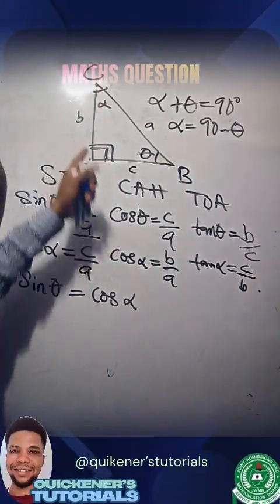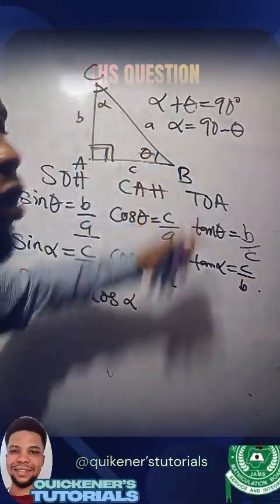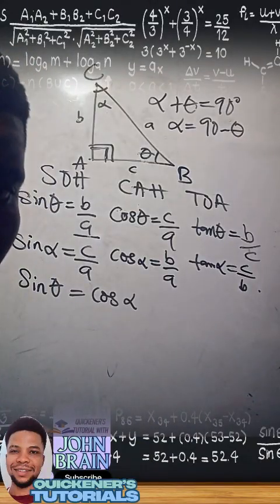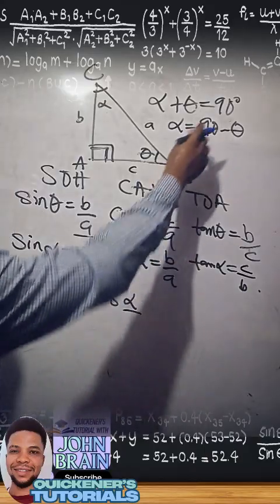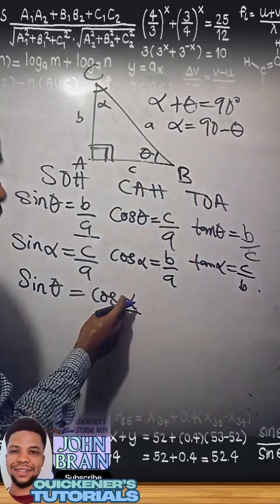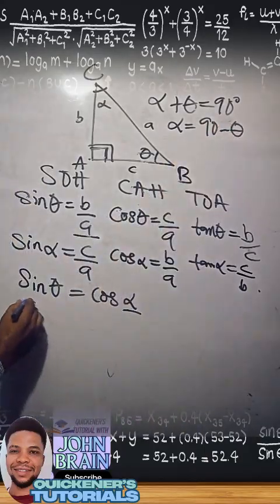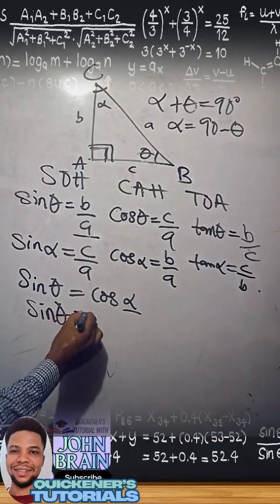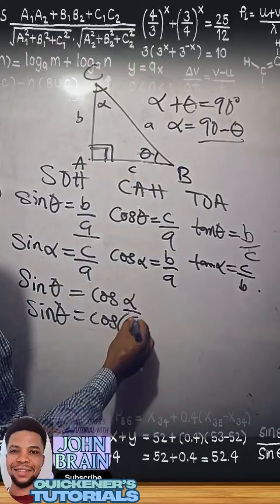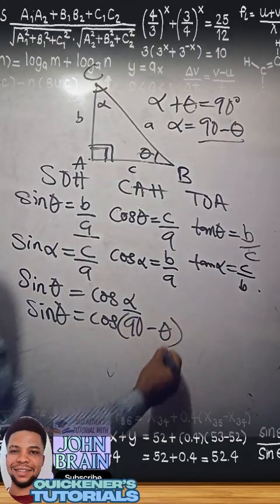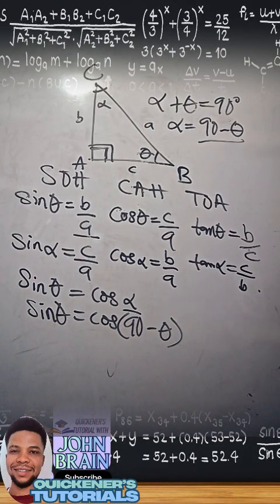Remember, this is trigonometric ratio of right angle triangle. Alright? Good. So if I'm replacing alpha with what I have here now, therefore I have that sin theta is equal to cos what? 90 minus theta. Can you see that? 90 minus theta. Can you see that?